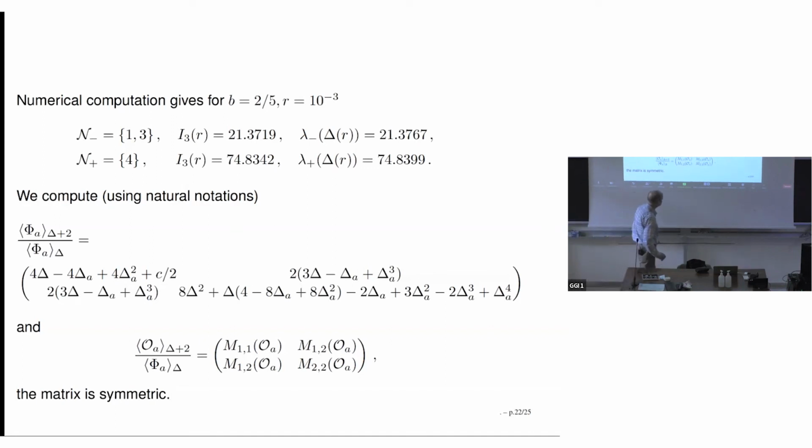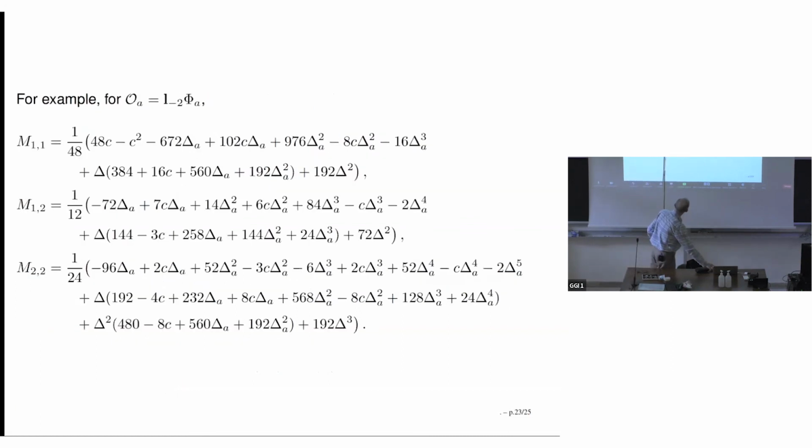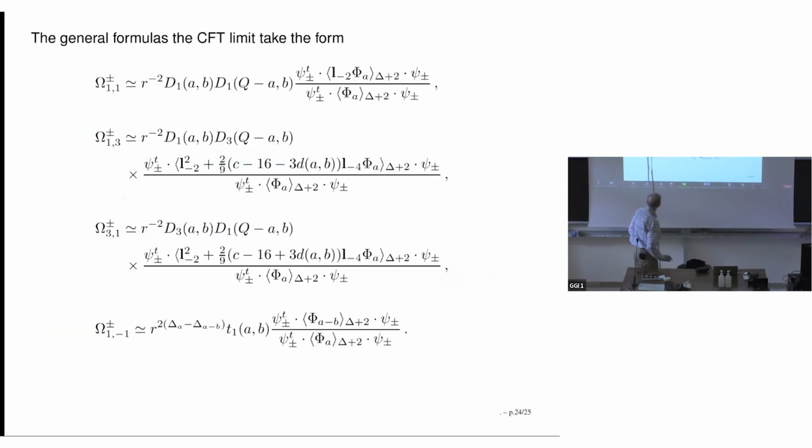Sorry, this is for the primary fields. And so for the descendants, it's something more complicated. For the simplest descendants, L minus 2 is something like that, but then it quickly gets complicated.